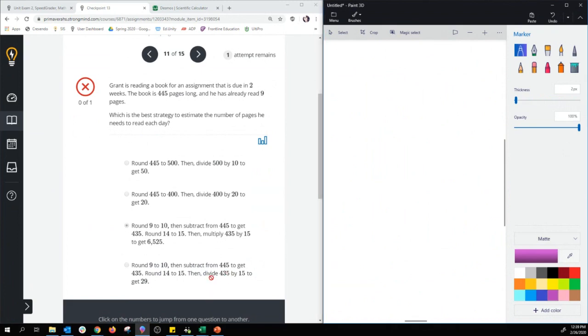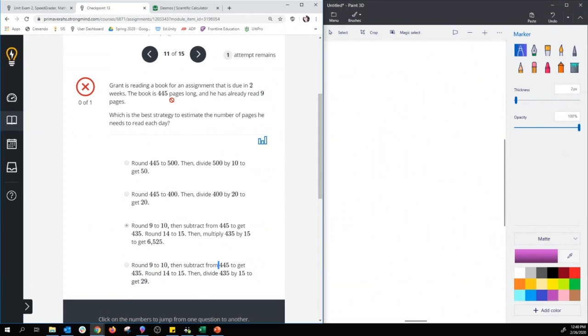All right, let's see. If I've already read 9 pages, I could round that to 10, right? Because 9 is very close to 10, and it's like I've read 10 pages. So if I were to round 9 to 10, then I can subtract that 10 from the total number of pages, which is that 445.